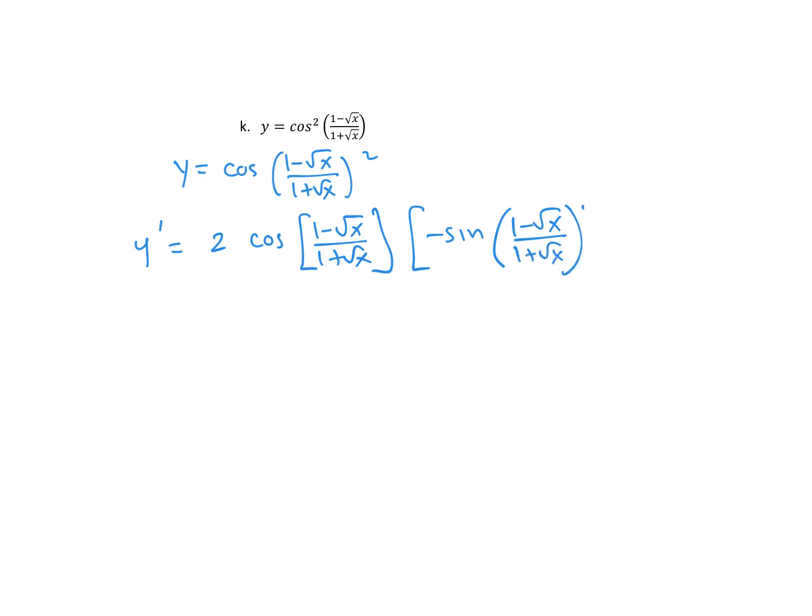Then we want to take the derivative of (1 minus root x) over (1 plus root x). So I'm going to do that separately just because it's kind of long. I'm going to do that on a separate page. Do I have a separate page here?